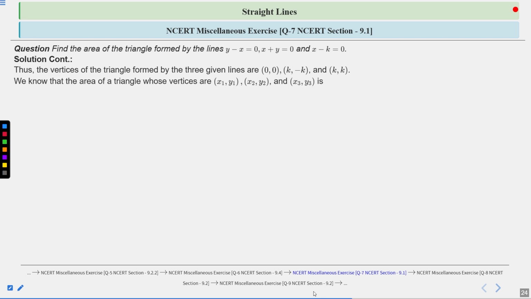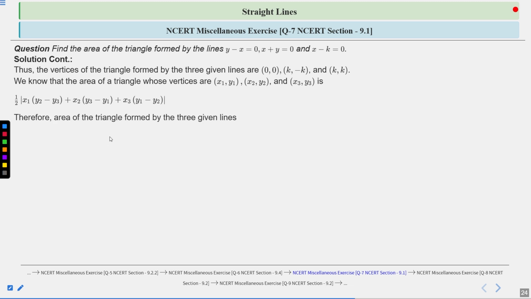And we know that the area of a triangle whose vertices are x1, y1, x2, y2, and x3, y3 is basically 1 by 2 modulus of x1 times y2 minus y3 plus x2 times y3 minus y1 plus x3 times y1 minus y2. Okay. So if we have a triangle whose vertices are given, then the area of that triangle is basically this one. So students, note this formula.